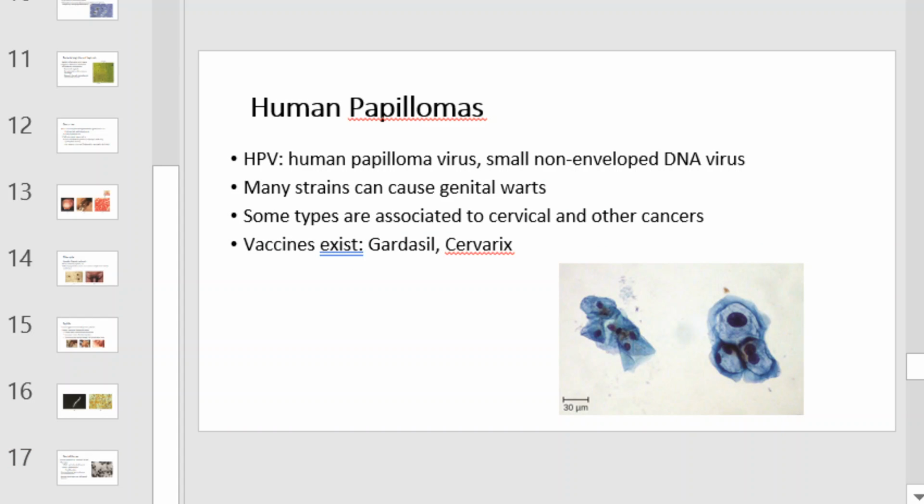Human papillomavirus, or HPV, is a small, non-enveloped DNA virus. There are many strains which all cause genital warts. Some types are associated to cervical and other cancers. There are vaccines such as Gardasil to help protect against it.